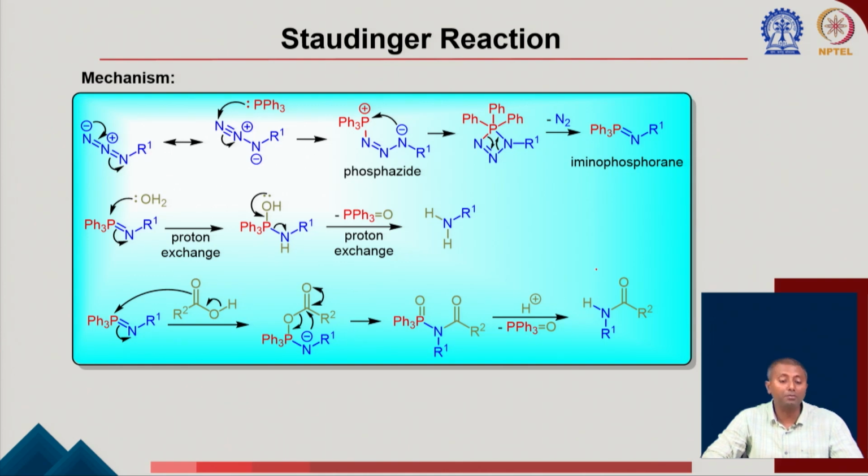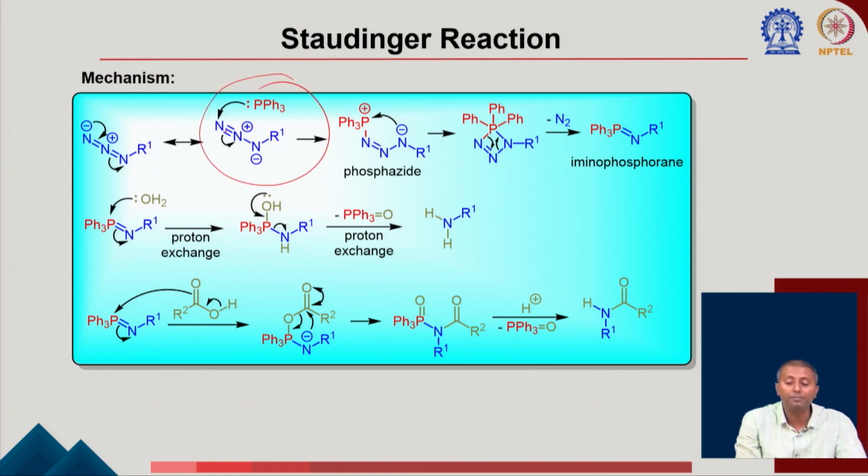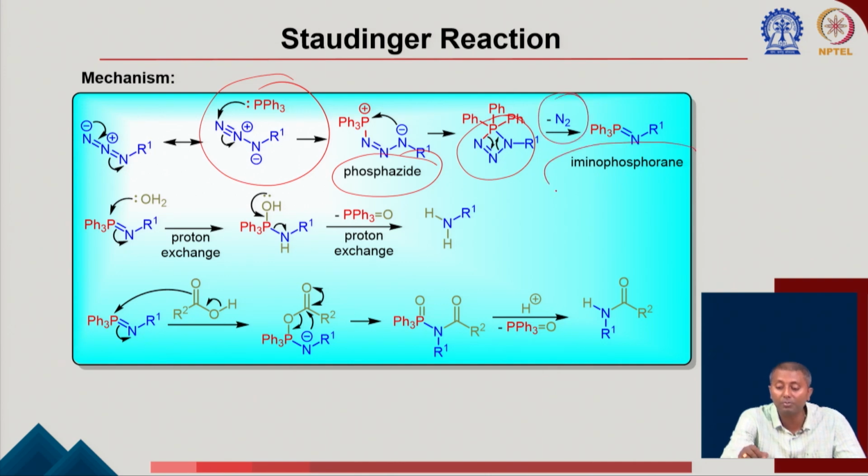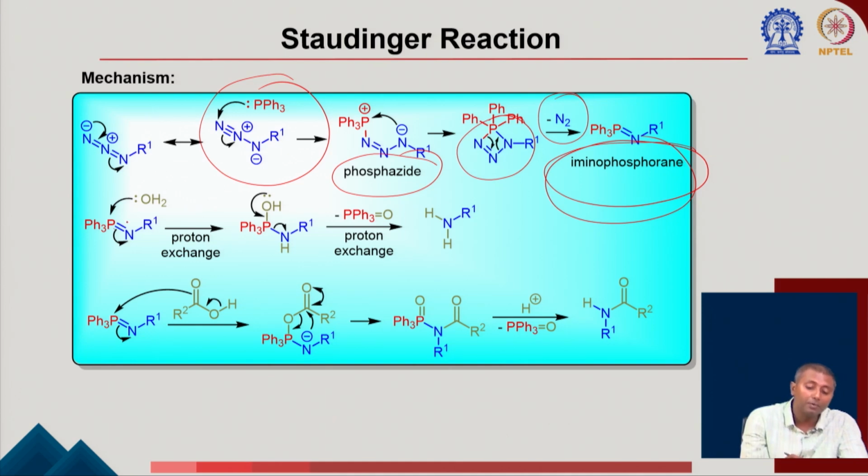I am going to talk about the mechanism of this reaction. First, phosphines are nucleophilic, so the triphenylphosphine can attack this nitrogen to form the corresponding phosphazide. Then the phosphazide attacks the phosphorus and goes through this four-membered transition state. N2 gets out, forming an iminophosphorane. Once you have the iminophosphorane, water can attack here, and through proton exchange and loss of triphenylphosphine oxide, it generates the corresponding amine.